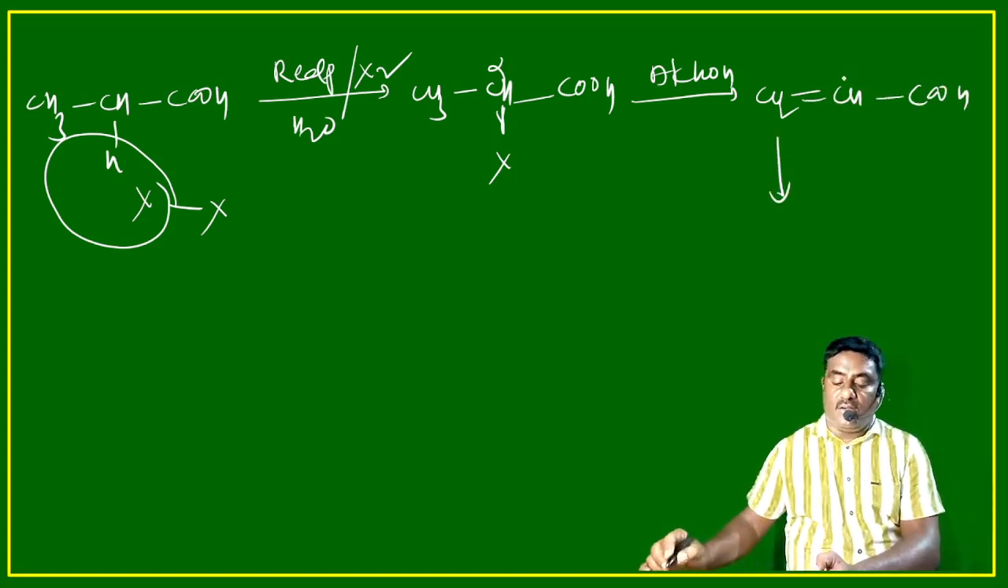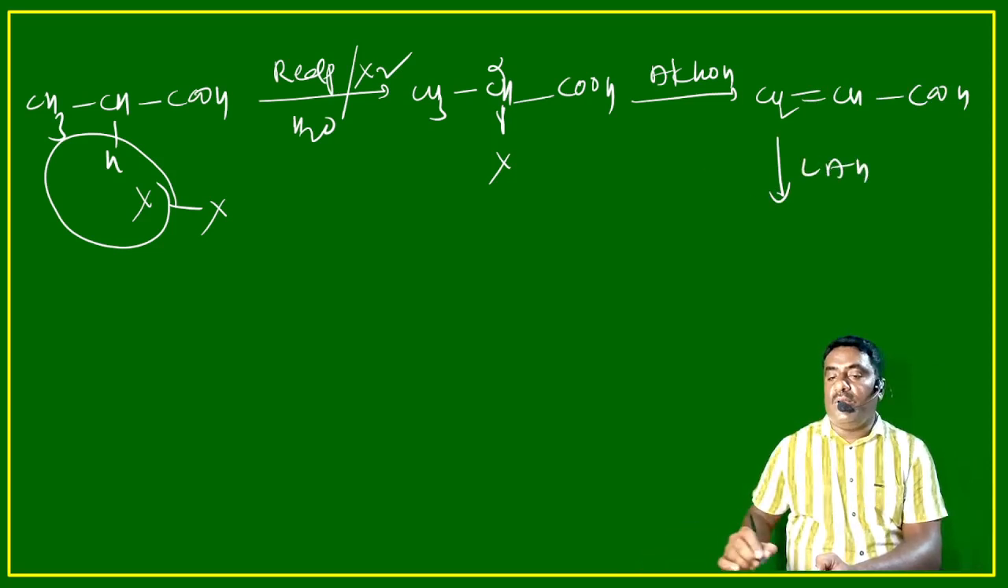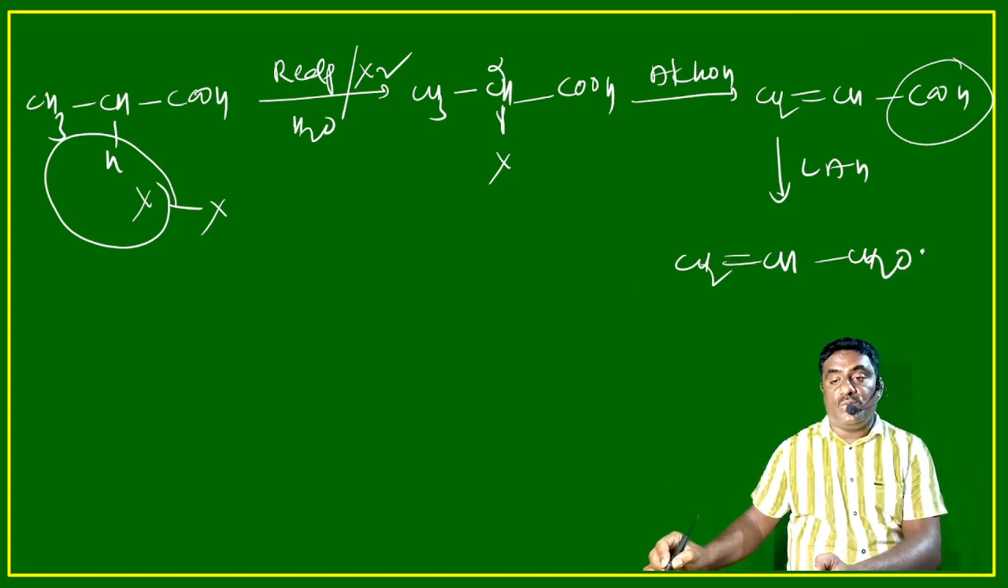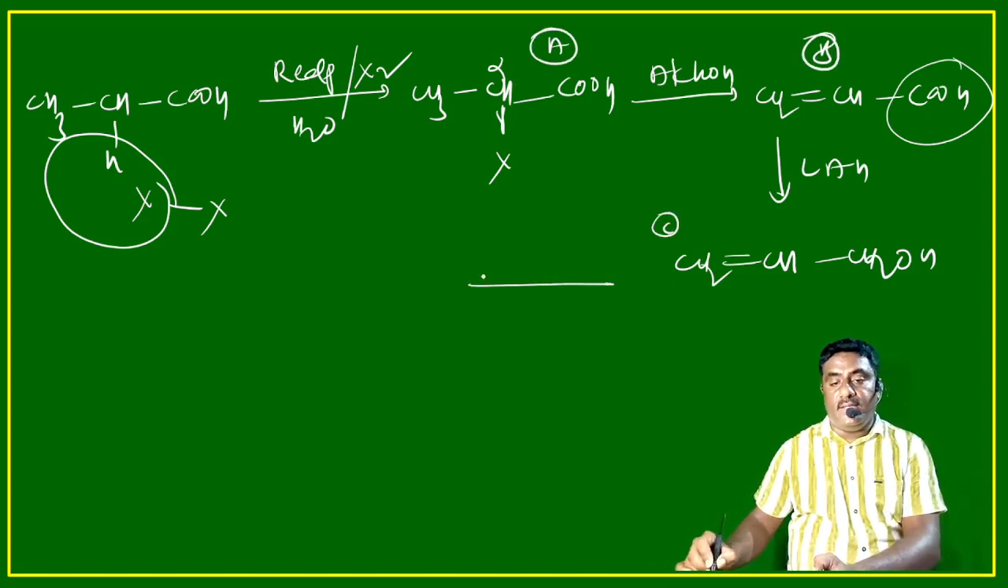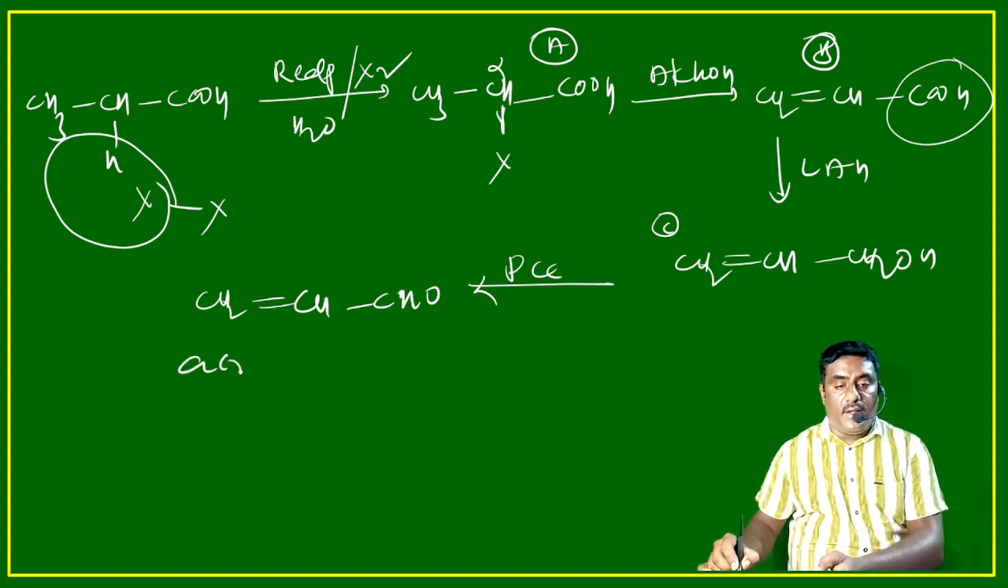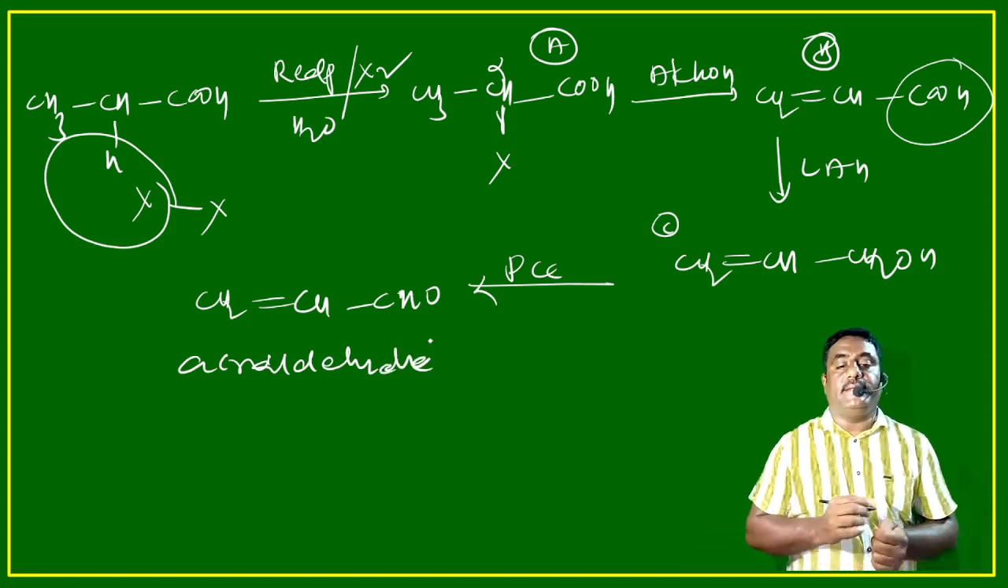When it is treated with lithium aluminum hydride, reduction occurs. What happened? The COOH is reduced to form CH2OH, an alcohol is formed. When it is treated with PCC, pyridinium chlorochromate, oxidation occurs. What is the product? It forms an aldehyde. Yes, alcohol to aldehyde. It is an acraldehyde.